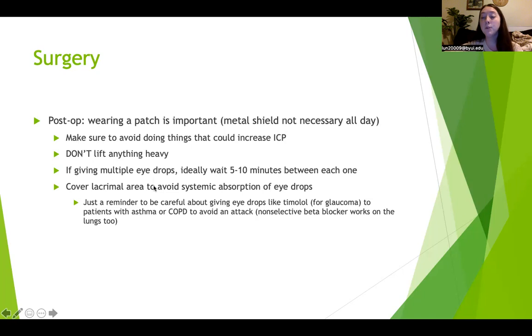If giving multiple eye drops, as a medication rule, ideally you want to wait about 5 to 10 minutes between each one, and put pressure on the lacrimal sac as you apply the eye drop to avoid systemic absorption. I already talked about this point with timolol. Make sure the tip of the eyedropper does not touch the cornea, and you don't want to drop it right in the middle of the pupil. You want to aim for the sac right there.